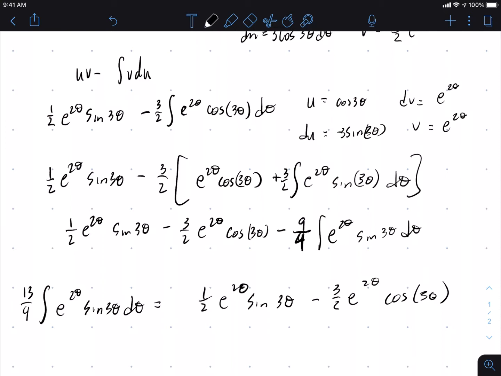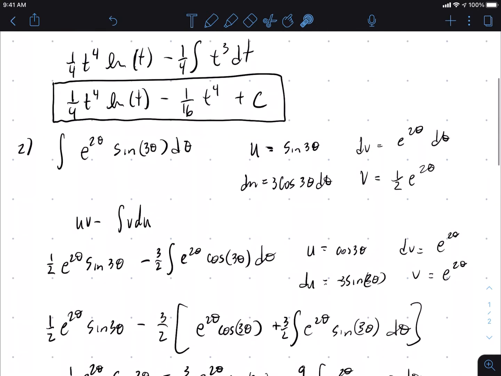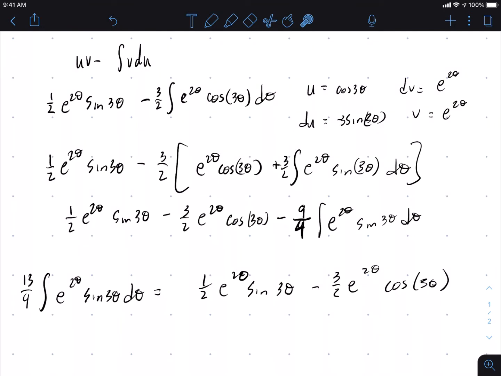Okay, so we have to remember that our original problem was this, correct? In the original problem, we had this. So this is on the other side. So really what we have is an equal sign here with that integral. And I'll write it so you guys can see. Integral of e to the 2 theta sine 3 theta d theta, right? So when I move this piece over, it's going to add 9/4. So 4/4 plus 9/4 is 13/4. Agreed? Agreed.